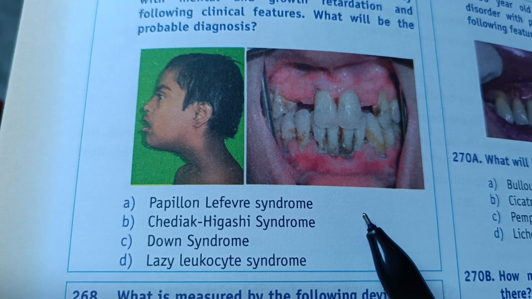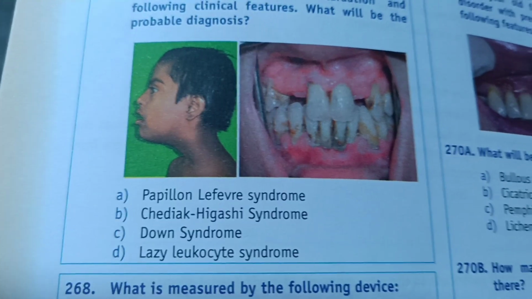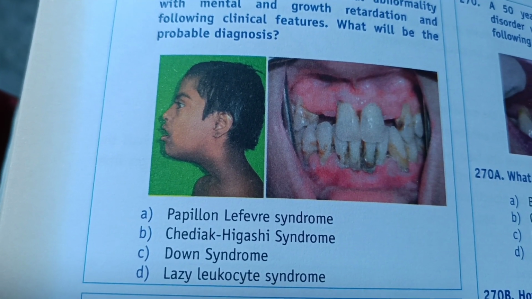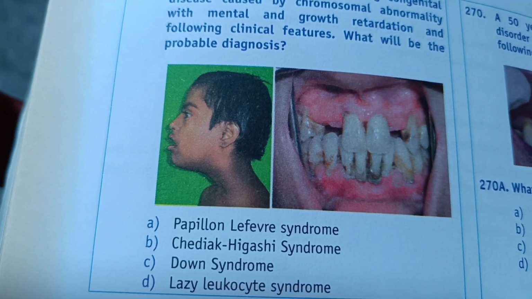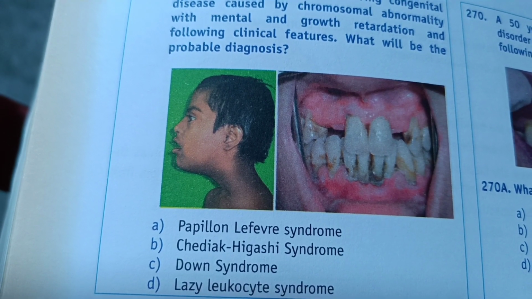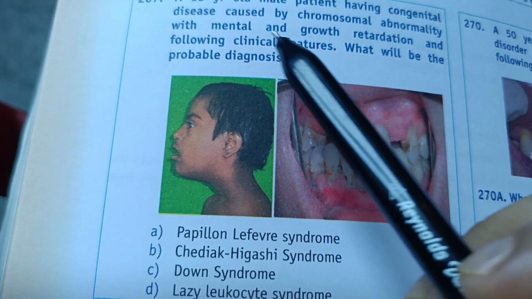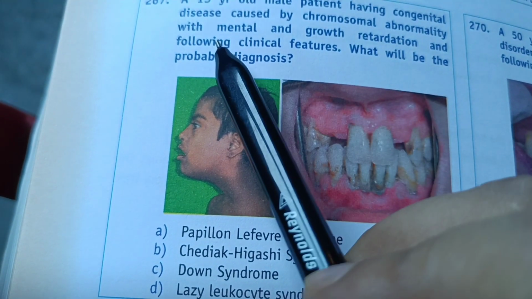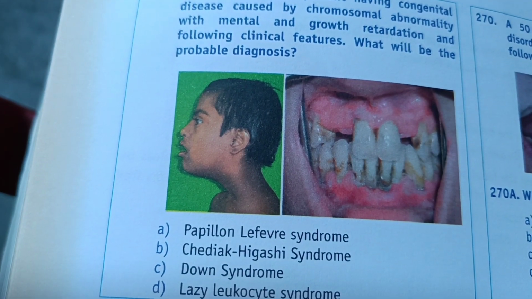The image depicts a patient with Down syndrome, or trisomy 21 as we also call it. Basically it's a congenital disease, which, as we already know, is caused by a chromosomal abnormality. And what are the characteristics of Down syndrome? There is mental deficiency, there is growth retardation. So they already give the hint that there is growth retardation and mental abnormality. So these are the features of Down syndrome.